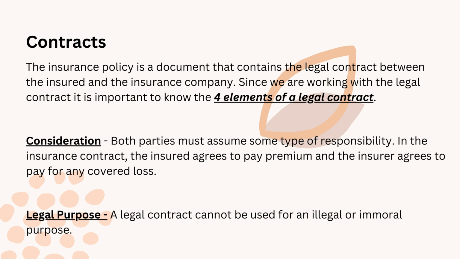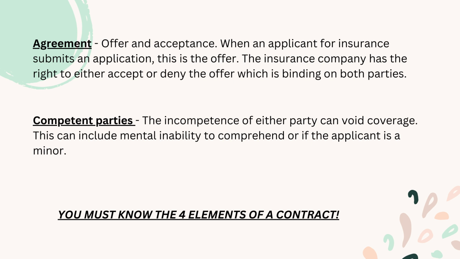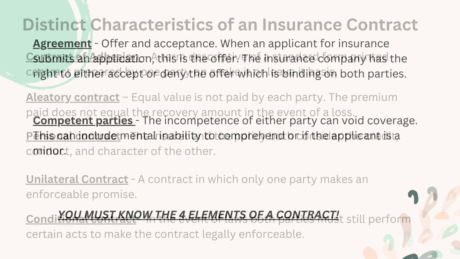Legal purpose. A legal contract cannot be used for an illegal or immoral purpose. Agreement, offer, and acceptance. When an applicant for insurance submits an application, this is the offer. The insurance company has the right to either accept or deny the offer, which is binding on both parties. Competent parties. The incompetence of either party can void coverage. This can include mental inability to comprehend or if the applicant is a minor.